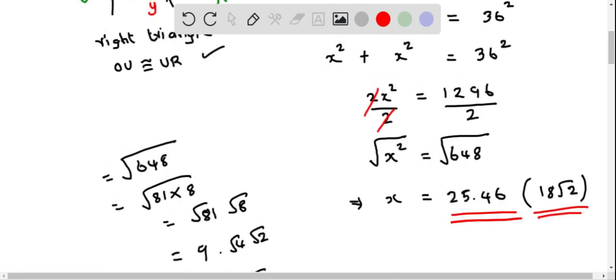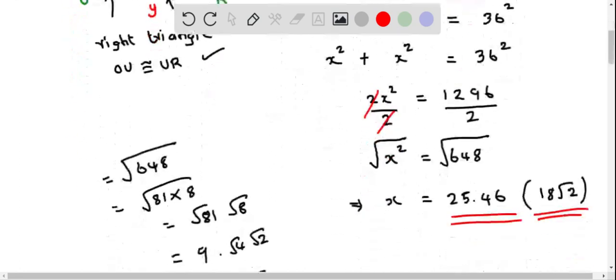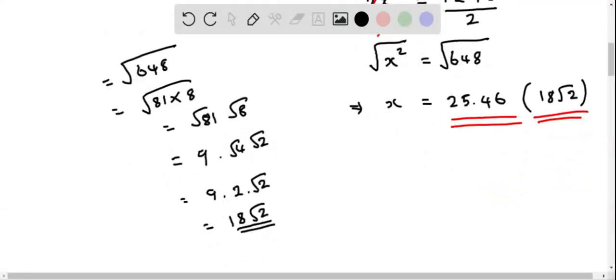So we know that this value of x, since we have to solve this triangle, we have to determine the value of y. We already know that we have a relation between x and y, which equals x equal to y or y equal to x. So therefore, we see that y is also 18 root 2, or in terms of decimal, it is 25.46.